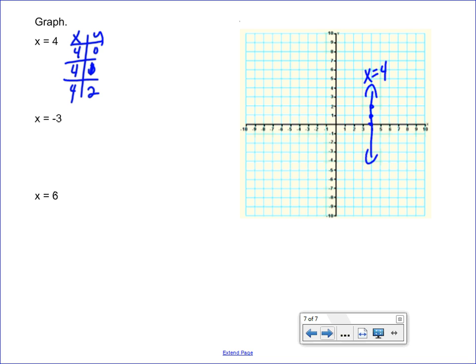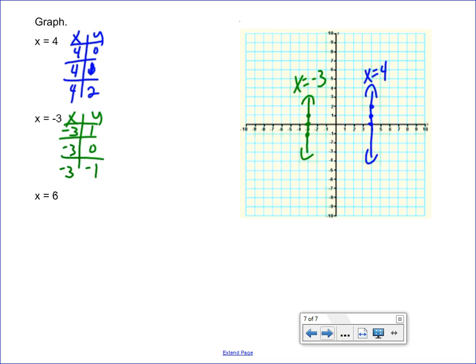Okay, if I wanted to graph this next one, x equals negative 3, same idea. We have negative 3, so 0, a few different points, so negative 3, 1. So these 3 points, this would be x equals negative 3. So hopefully we can see that any x equals is going to be a vertical line.